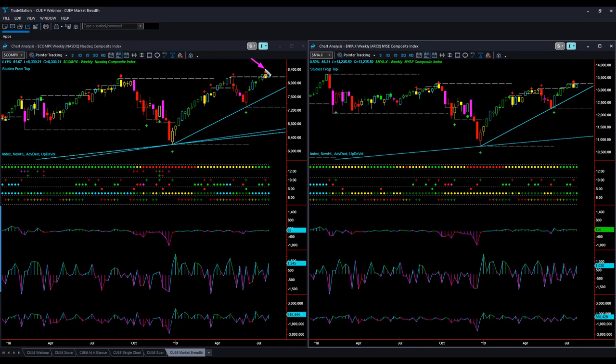Both NASDAQ and NYSE displayed the bearish headwind possible reversal signal 1 week ago. This week, Nasdaq went up again, made a new all-time high. NYSE also went up, but it is reasonably away from the previous all-time high.